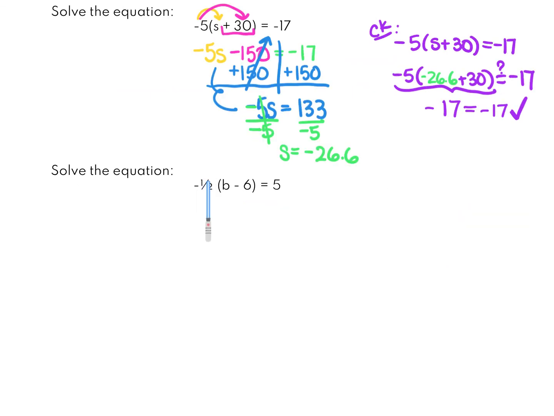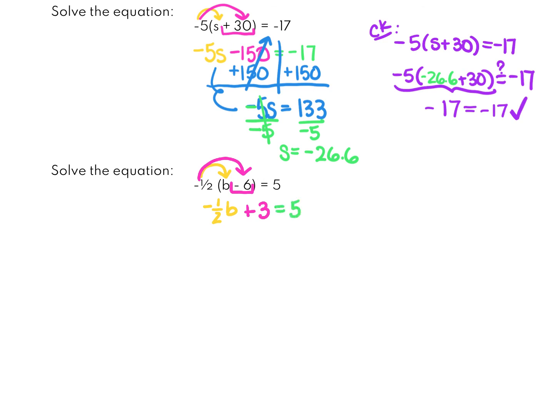We can also have fractions and negatives involved. So let's practice -1/2 times (b minus 6) equals 5. The first thing that I'm going to do is distribute this -1/2 to my variable here, b. So this is -1/2b. And I'm going to distribute the -1/2 to the -6, being very careful of the negatives here. This ends up being +3, and then I still have this equal to 5.